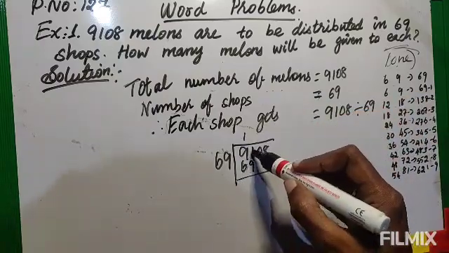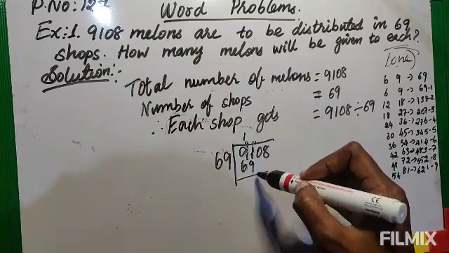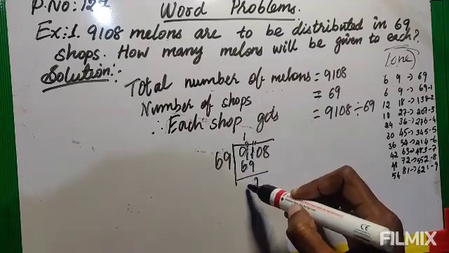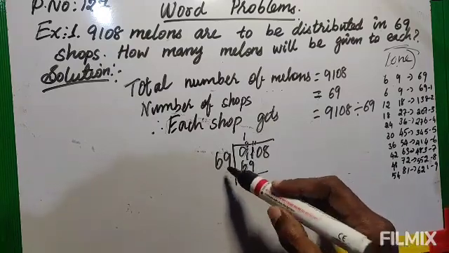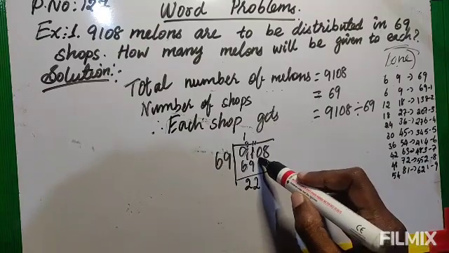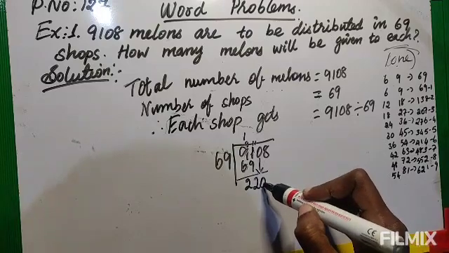Now you have to minus. We cannot minus, so you will borrow. So here is 8 and this will be 11. 11 minus 9, it is 2. 8 minus 6, 2. So now 22 is smaller than this divisor. So your division is correct. Now you have to carry the next number down.